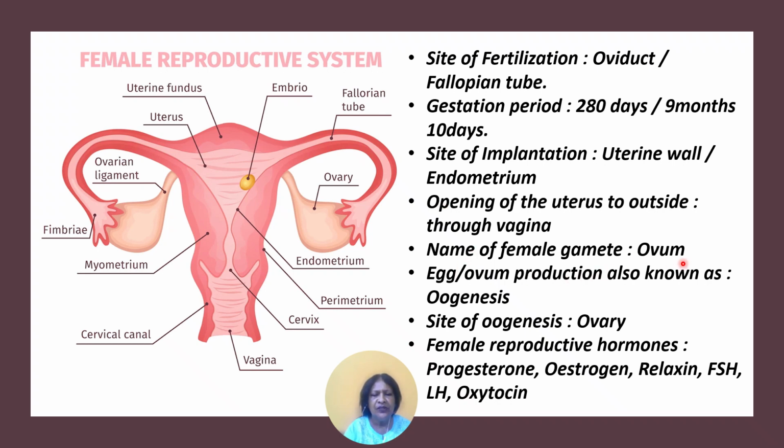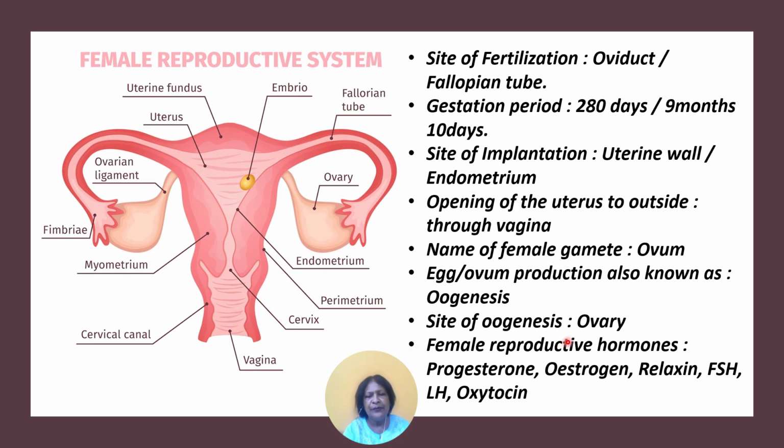As already told, the female gamete is called an ovum, which is released from the ovary, one ovum every alternate month from each of these ovaries. That is a general way in which the system works. It may sometimes alter, but this is the general case that I spoke to you. And the site of oogenesis is indeed the ovary, that is the formation of the ova from the ovarian cells.